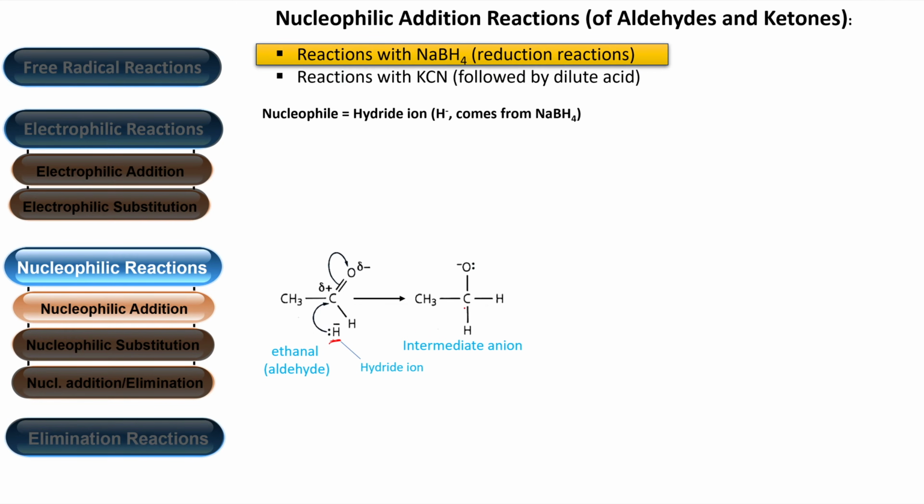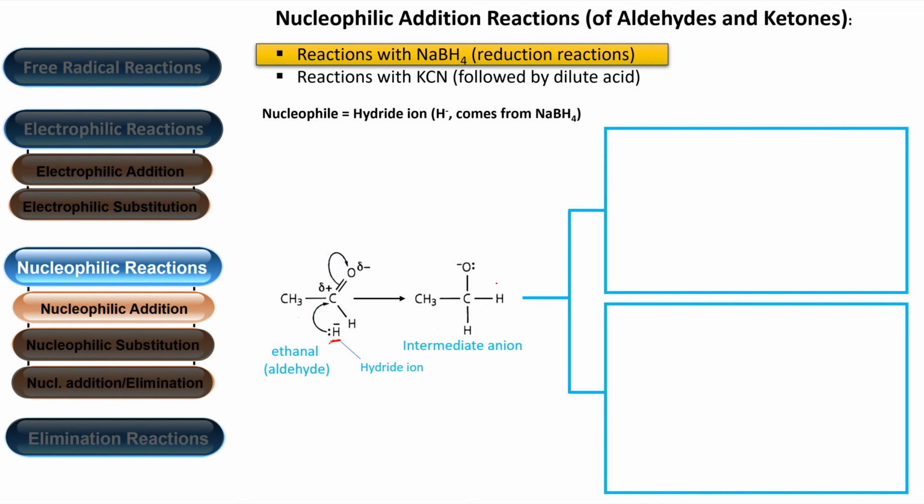In this way, you get the intermediate product. You can see the hydrogen has made a bond with the carbon. The double bond has broken and oxygen is carrying a pair of electrons and therefore carrying a negative charge. To complete the reaction, we need hydrogen ions.